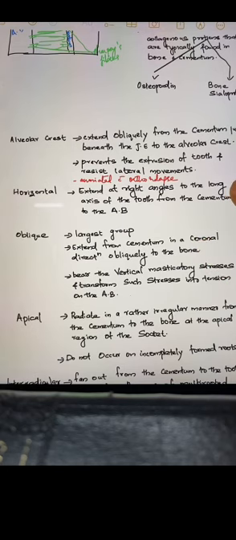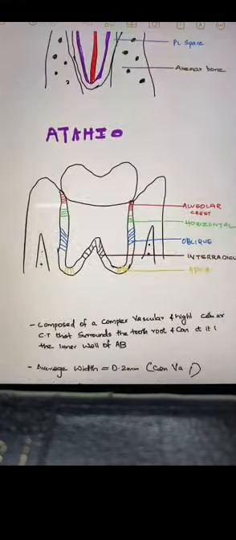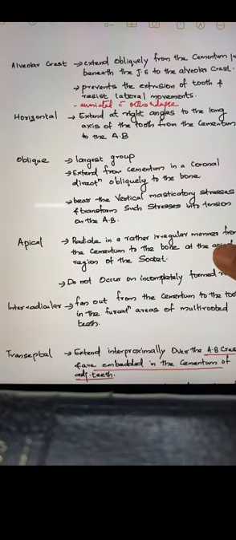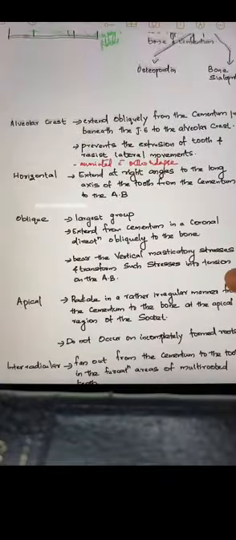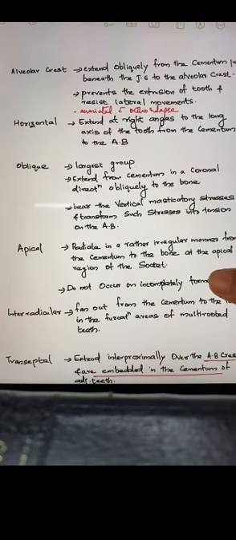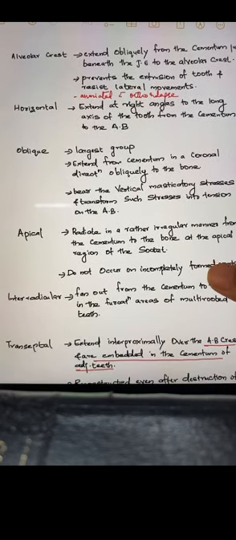And next is the horizontal fibers. They extend at right angles to the long axis of the tooth from the cementum to the alveolar bone. And next is the oblique type. They are the largest group. They extend from the cementum in a coronal direction obliquely to the bone, like this. They bear the vertical masticatory stresses and transform such stresses into tension on the alveolar bone.